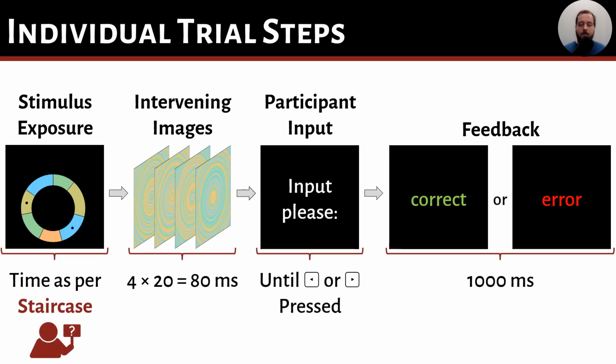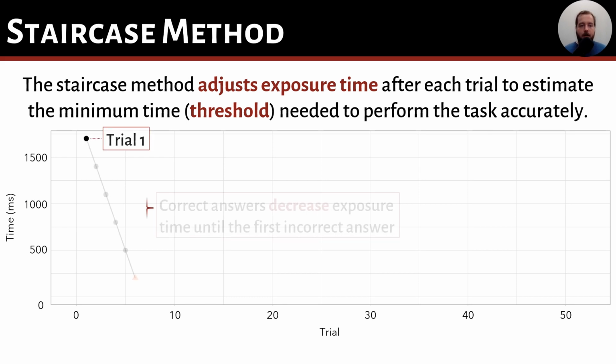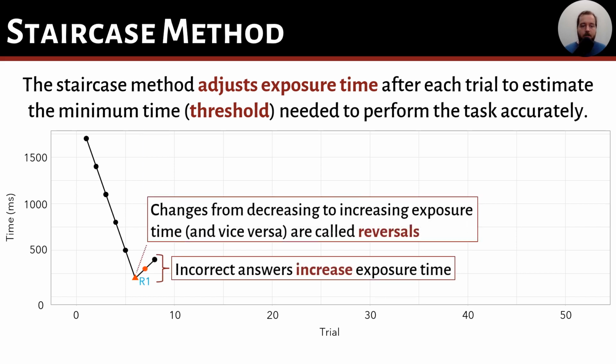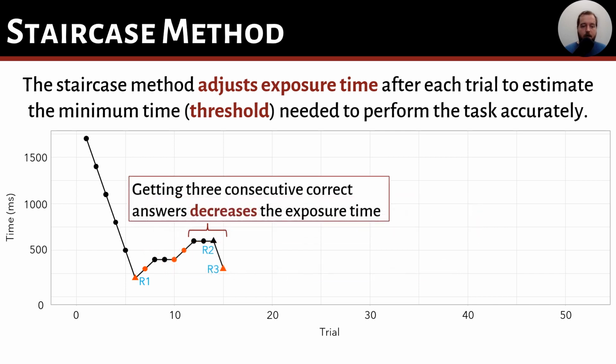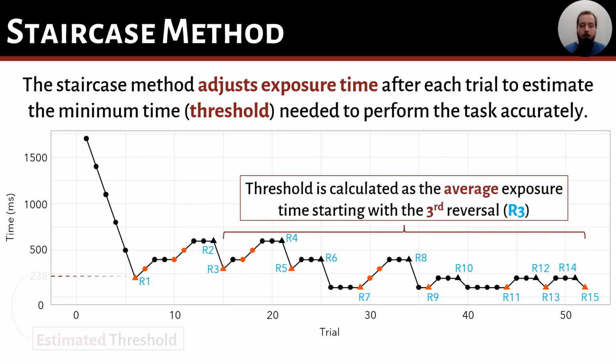So, how do we decide the amount of exposure time? We use an approach called the staircase method, which adjusts the exposure time after each trial in order to estimate the participant's true minimum. We start with a large exposure time for the first trial, and each correct answer after that leads to a decrease in exposure time until they get their first incorrect answer. When that happens, it will increase their exposure time, and when the direction of adjustments changes, either from increasing to decreasing or vice versa, we call that a reversal. After that first incorrect answer, it takes 3 consecutive correct answers to decrease the exposure time, while only 1 incorrect answer is needed to increase the time. This continues until the participant finishes their 15th reversal, at which time we calculate their threshold as the average exposure time from the 3rd reversal to the end.